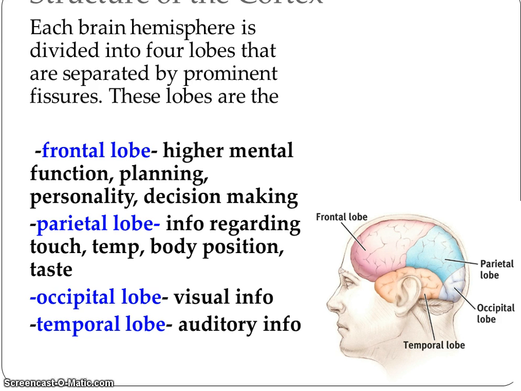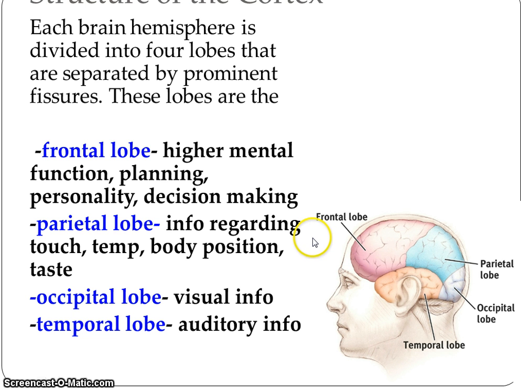Now, the structure of the cortex, there are 4 lobes. You've got the frontal lobe, parietal lobe, occipital lobe, and temporal lobe. The frontal lobe is at the very front of the brain, as you can see here, and because there are 2 hemispheres, you've got a frontal lobe on the right hemisphere and the left hemisphere. The frontal lobe is involved in higher mental functioning.